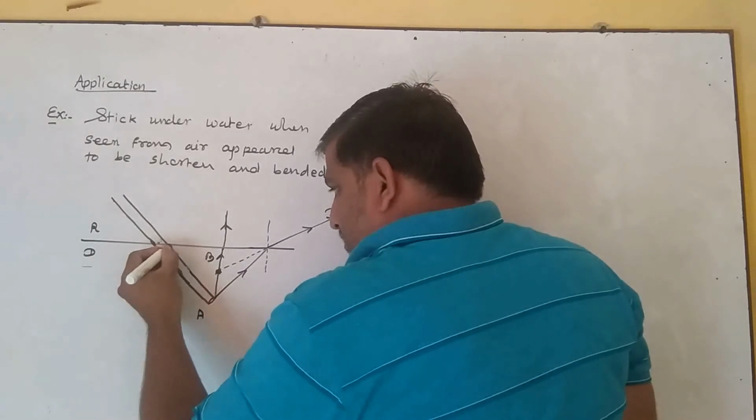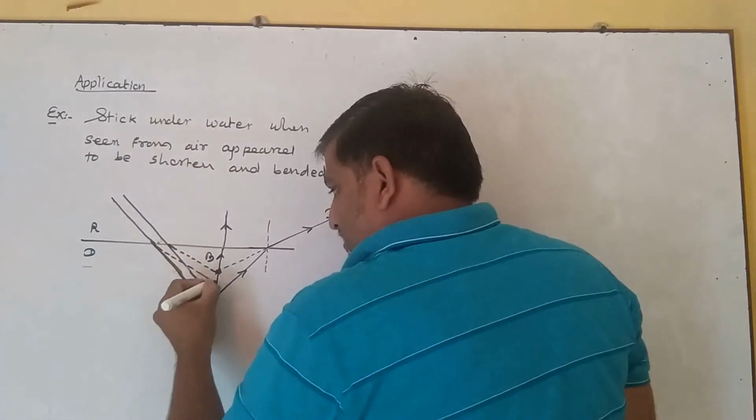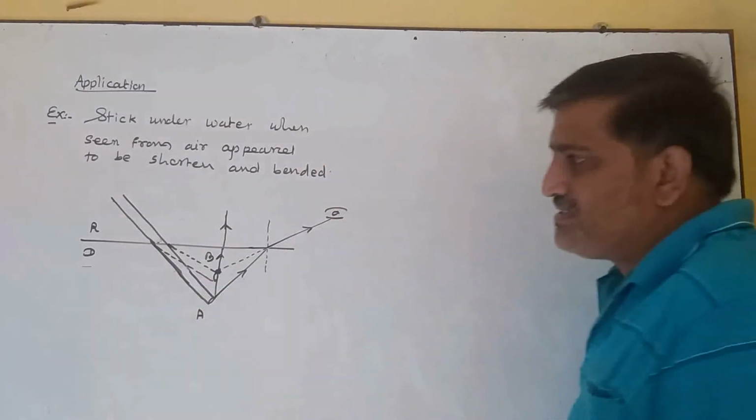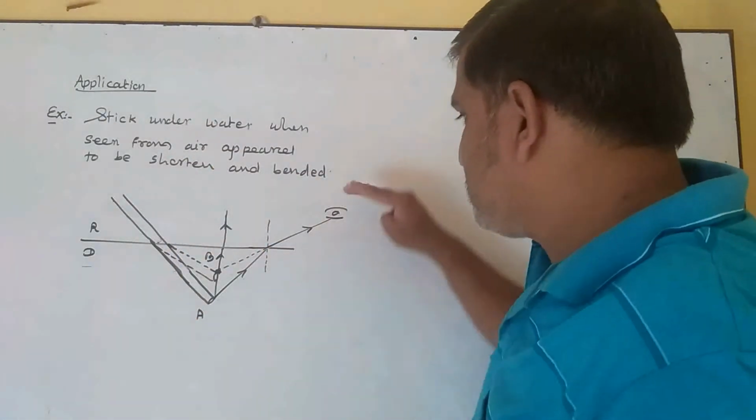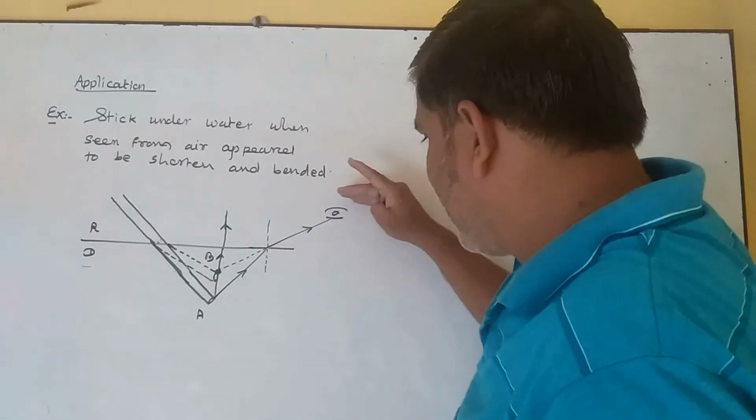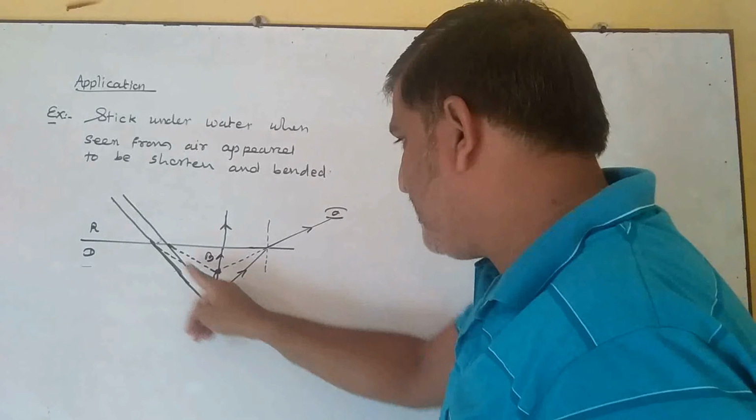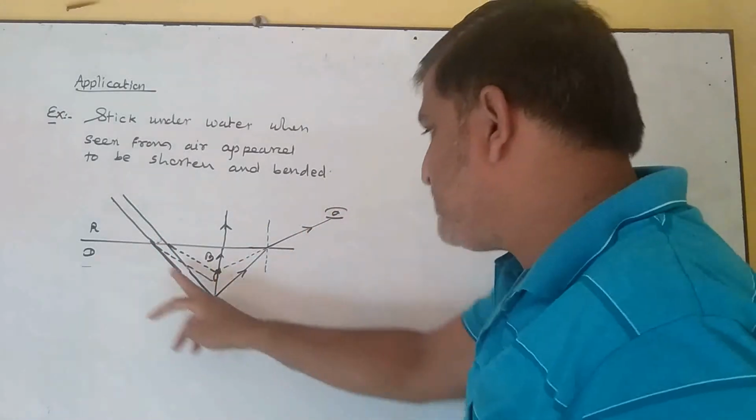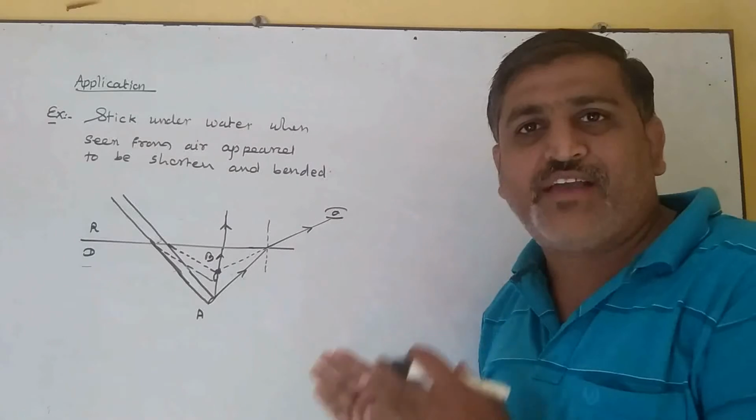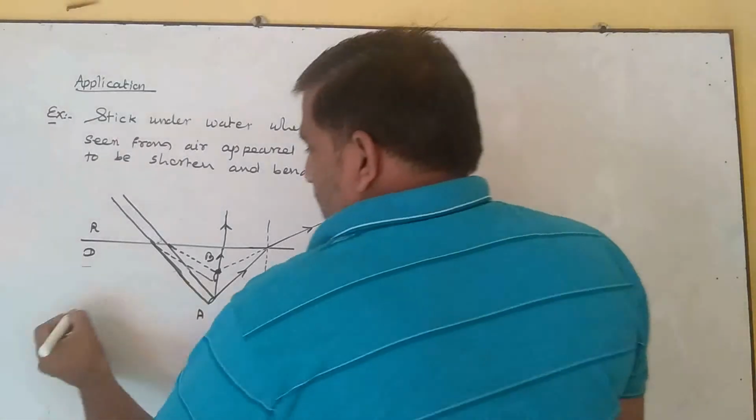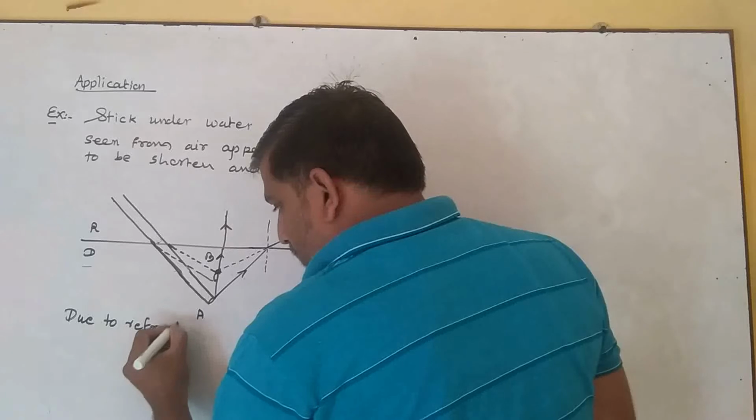We find that the stick looks like this. The stick which is inserted into the water, when seen from the rarer medium, I can say air over here, appears to be shortened. You find that it is shortened as well as bent over here. This happens only because of refraction of the light. Okay, this is due to refraction of light.